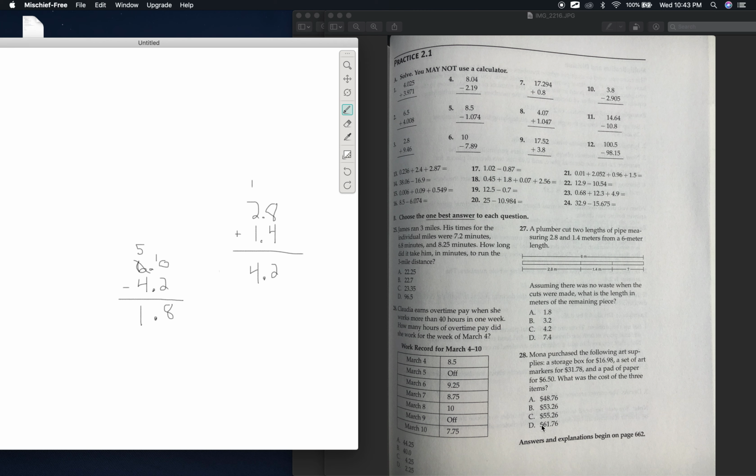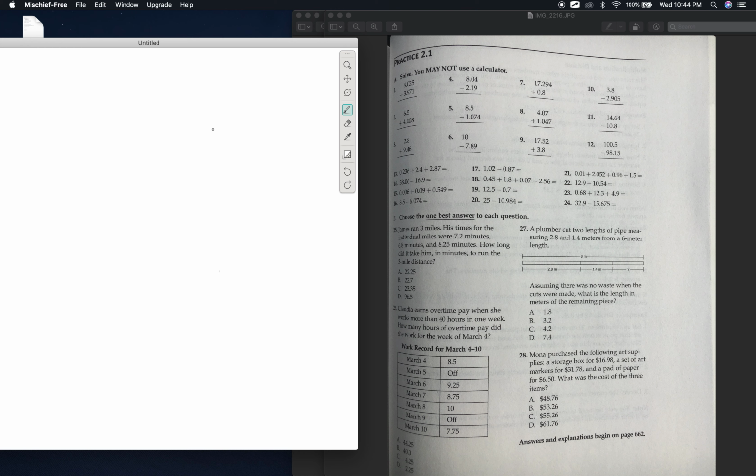Okay? So Mona purchased the following art supplies: a storage box. Let me erase this real quick before we get into Mona's details. If she was Mona Lisa, we would have went into that first because she's famous. Just joking.